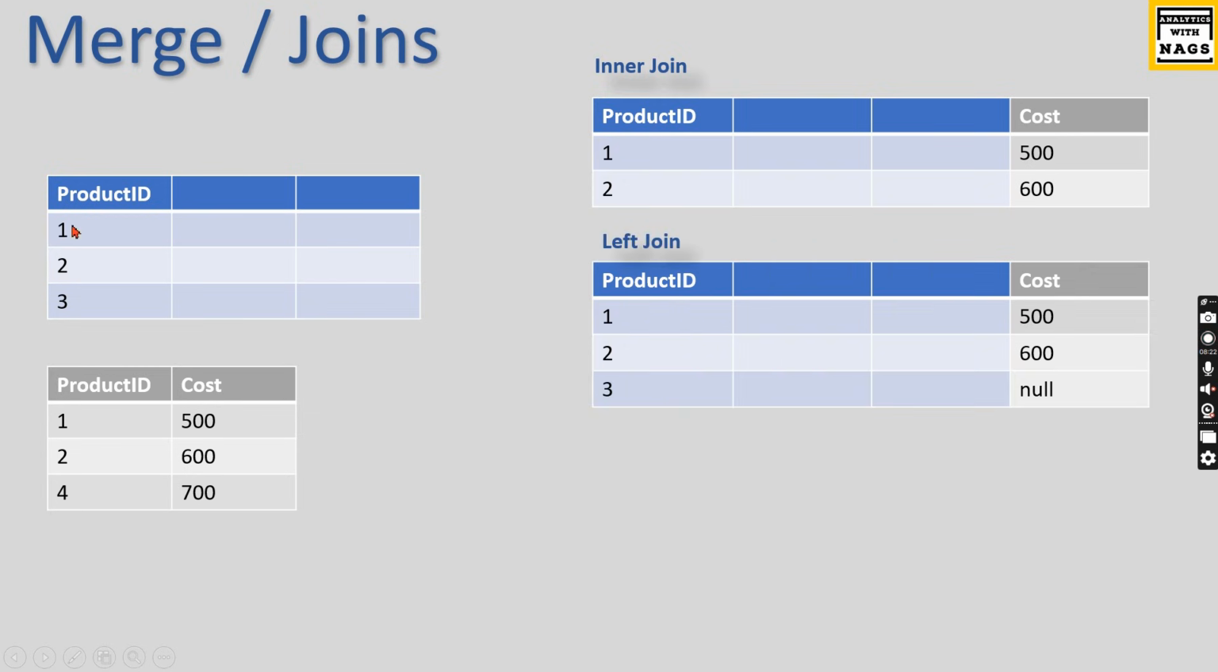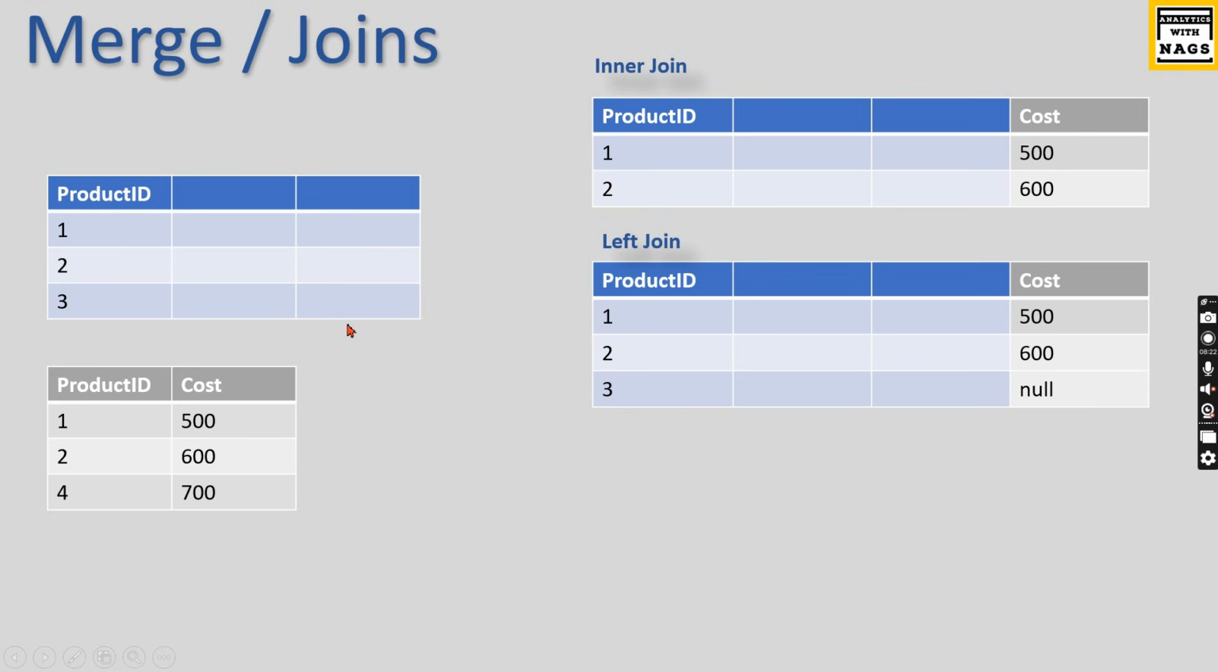Whereas the left join keeps all the records from your left table, considering this table as the left table. So it keeps all the records from your left hand side table, and then it will go and look up in this table. Then you will get 500 and 600 over here, which is matching records. And for the product ID 3, it doesn't have any records or cost, so it returns null. This is the left join.